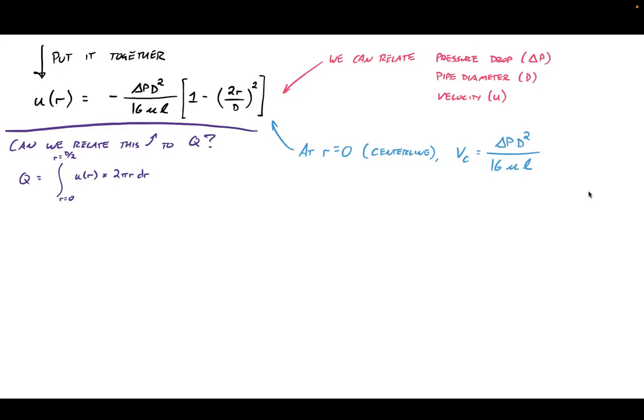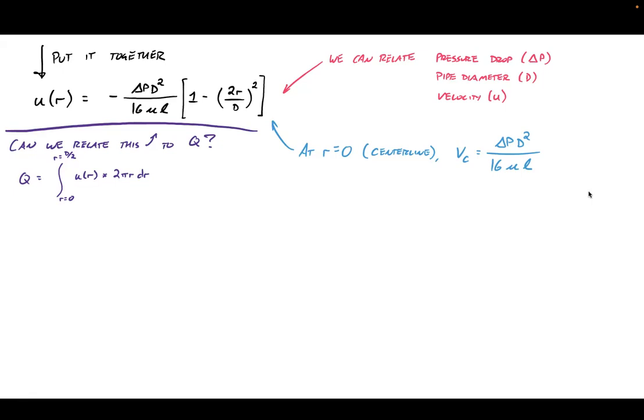So what I've written here, discharge is equal to the integral of velocity. So U(r), that's the velocity at any coordinate r, multiplied by 2 pi r, so that's the circumference of the circle, multiplied by dr, the radius.